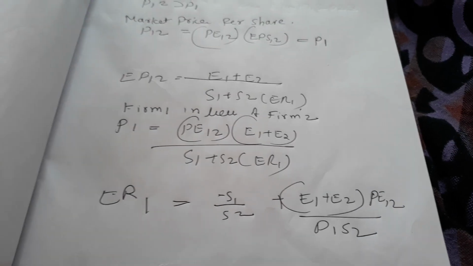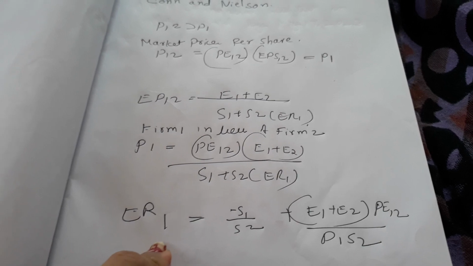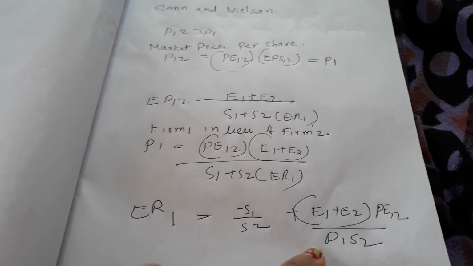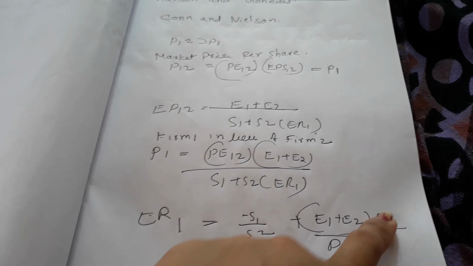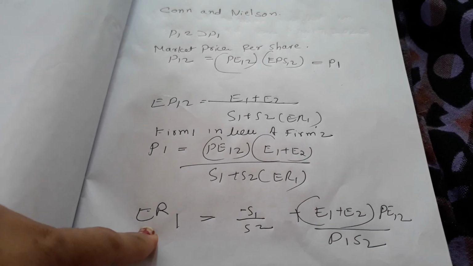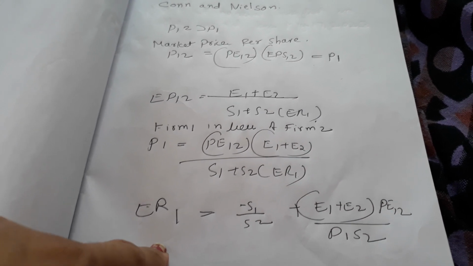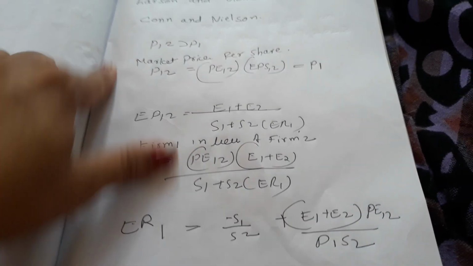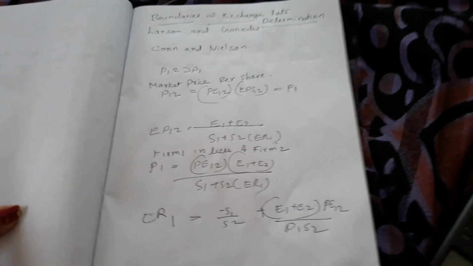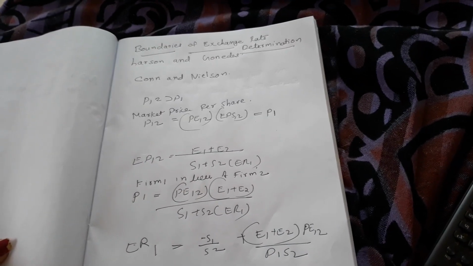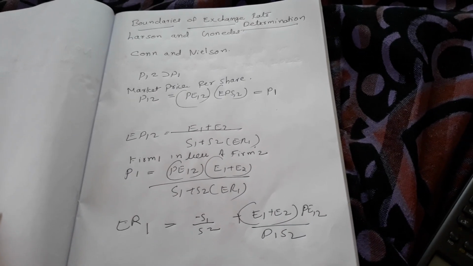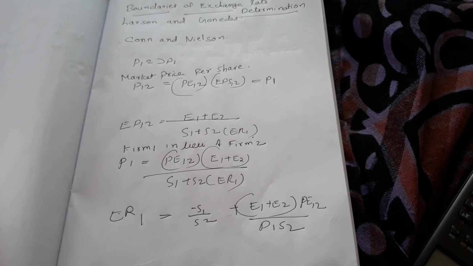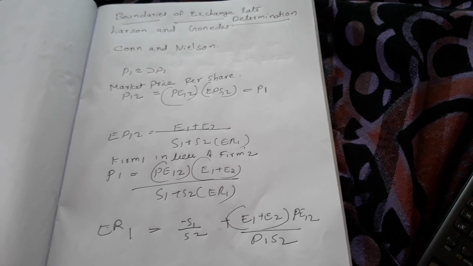So these things will be unknown, ER1 as well as PE12 too. So we can give an arbitrary value for this and find this exchange rate ratio. That way also we can find it. And this is how we will find the boundaries of exchange rate determination. The problem related to this and one more model related to this will be explained in the next class.